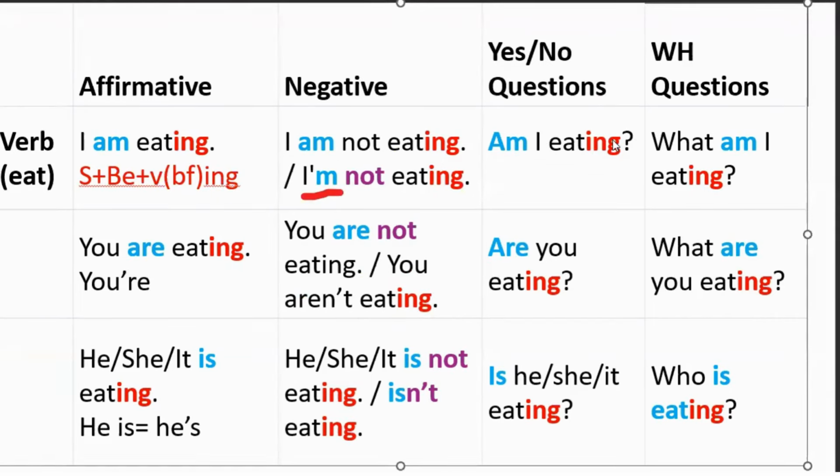For yes or no question, it's the same thing. We have be form first plus subject, and then we have base form of the verb and ing. Am I eating? Are you eating? Is he eating? Is she eating? And for WH question, the question starts with the WH word. What am I eating? What are you eating? Who is eating?